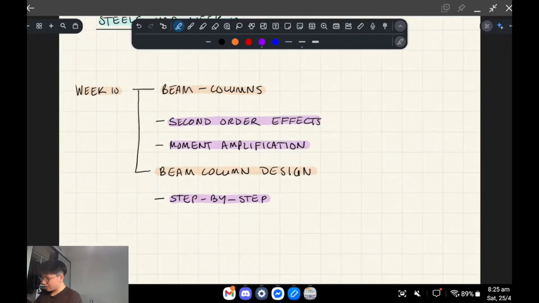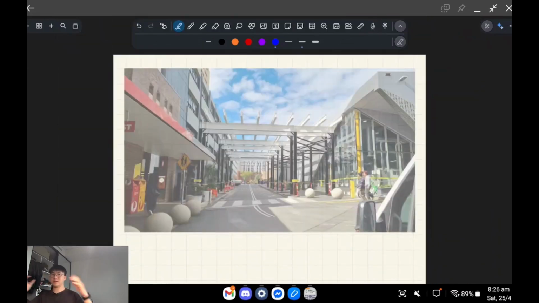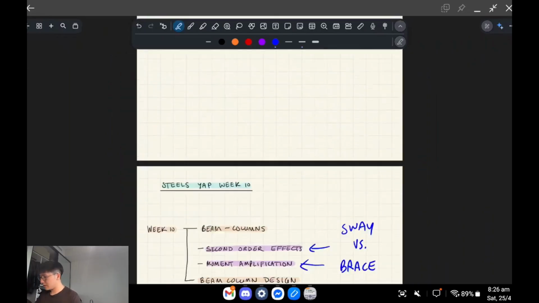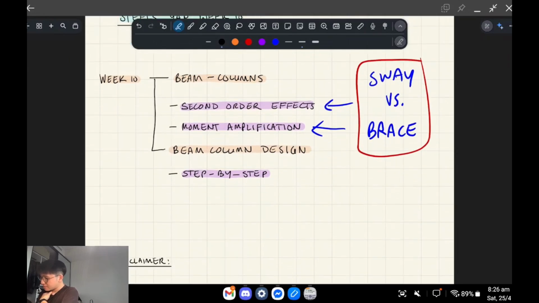I'm going to start talking about the idea of second order effects, moment amplification. Essentially, these things are to do with sway versus braced structures. Okay, so that's why I wanted to show you this example, which is the entire context of the structure, because it's very important to be able to identify the difference between a sway and a braced frame, because it will determine what type of moment amplification and second order effects you're going to apply onto the structure, onto the columns, I guess, specifically. And then I'll go through step by step what you would do to design it, right?